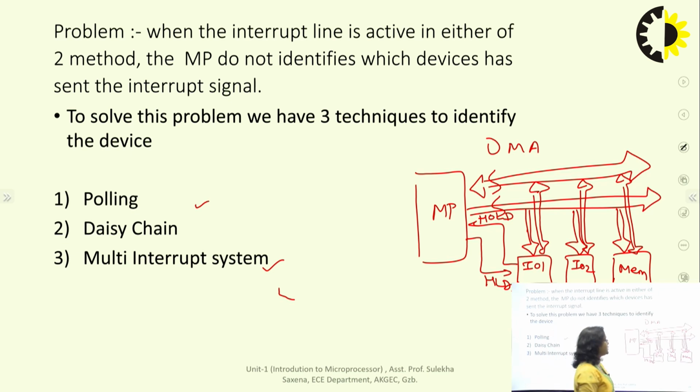Once this acknowledgement is released and the microprocessor removes itself from the buses, we can see that there is a direct connectivity between memory and IO, and the bulk data transfer will be executed. Once this is done, the hold signal will become 0 and the microprocessor will again be connected to the system buses. So, this is all about data transfer schemes.